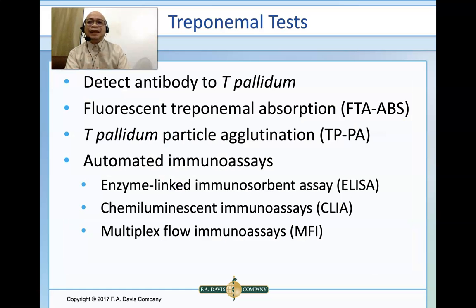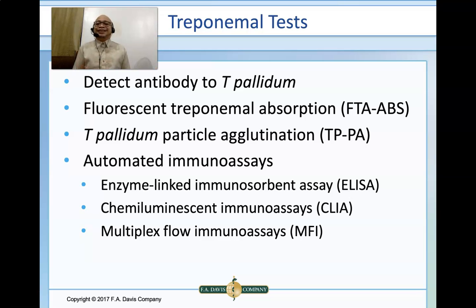The one that is confirmatory is whenever we perform the so-called treponemal test. In treponemal test, we are detecting antibody to Treponema pallidum itself. So we're no longer detecting reagin, which is an antibody to cardiolipin, but instead we are detecting antibody to Treponema pallidum. The most preferred test here is the FTA-ABS, the fluorescent treponemal antibody absorption.